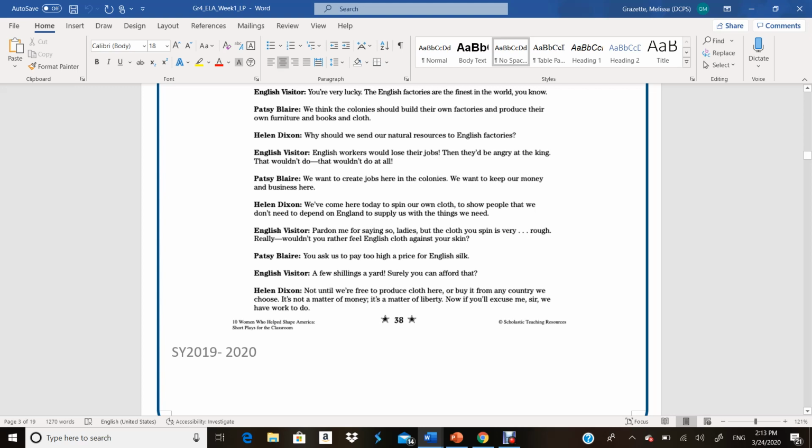Helen Dixon: Not until we're free to produce cloth here or buy it from any country we choose. It's not a matter of money, it's a matter of liberty. Now, if you'll excuse me, sir, we have work to do.